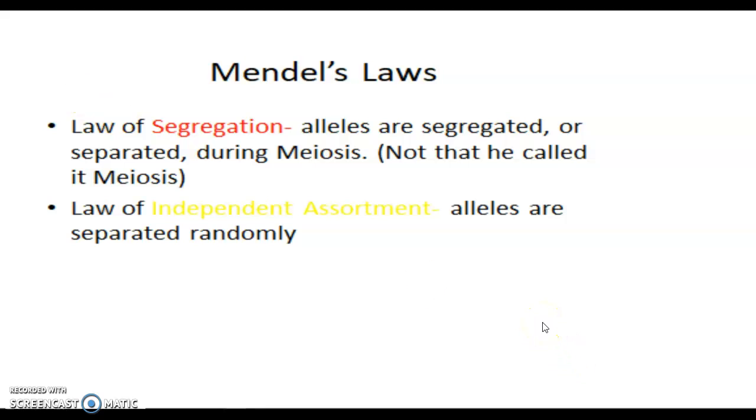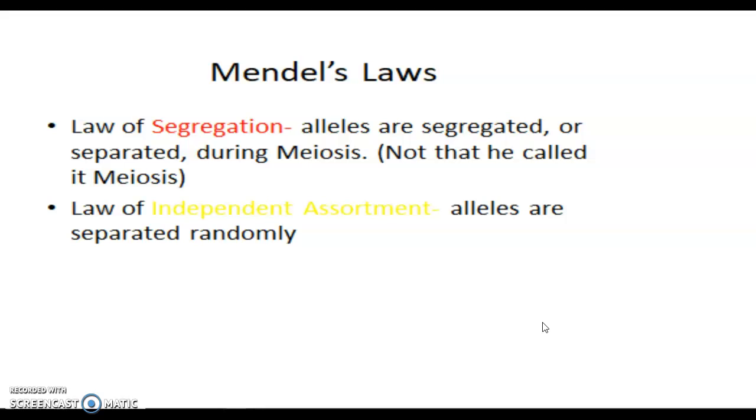Gregor Mendel studied genetics before we knew about cells. He studied genetics before we knew about chromosomes. He studied genetics before we knew about genetics. And he came up with a couple of different terms before we even knew about these things. One of his terms is the law of segregation. That term means that alleles, and we'll discuss what an allele is in a bit, a kind of gene, a variant of a gene. In other words, you might have an allele for blue eyes, you might have an allele for brown eyes, or curly hair or straight hair. That's an easy way to look at it. Alleles are segregated or separated during meiosis, specifically during metaphase 1.